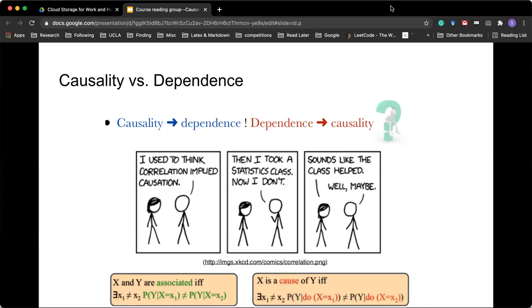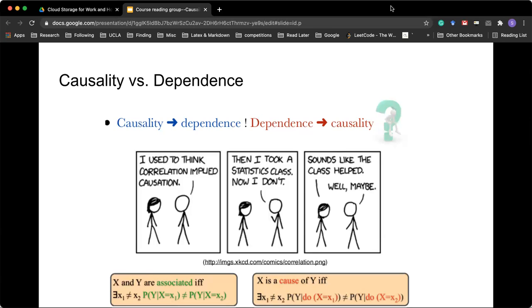However, a general dependence doesn't mean there is causality. There are a lot of examples. For example, take COVID. When the virus broke out, many people got COVID and many people Googled COVID. The volume of queries about COVID on Google is very high, and the number of COVID cases is also high. Those two variables are associated, or dependent.